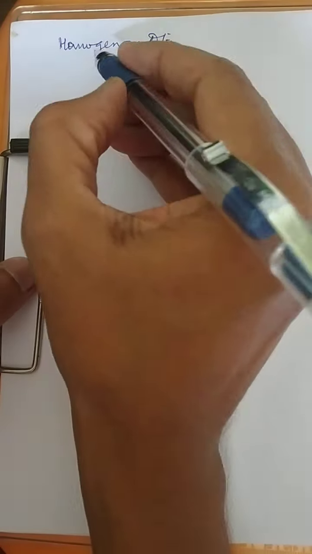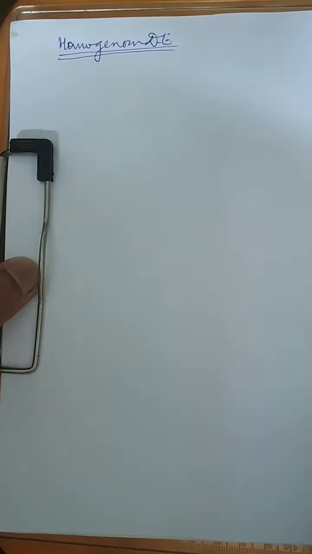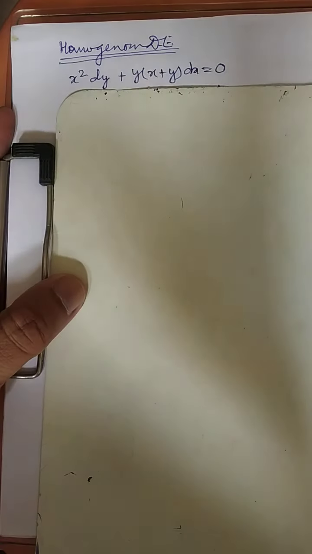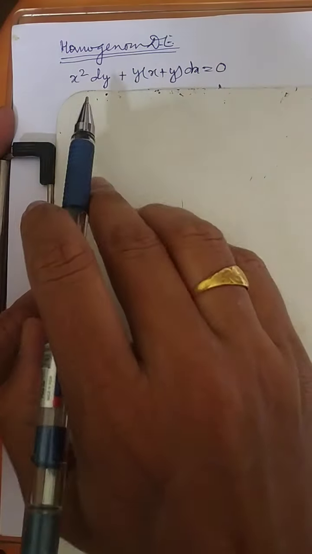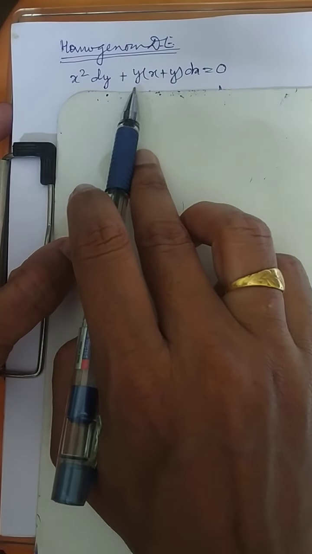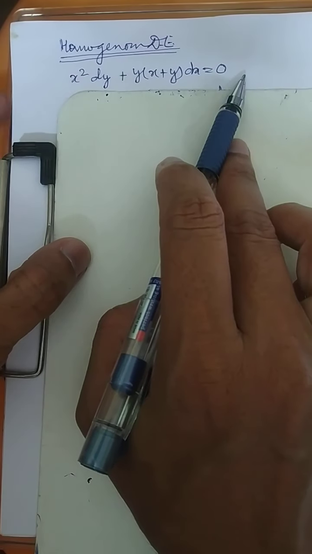Now we are going to discuss the second way of solving the problem, that is called homogeneous differential equation. Let me explain the meaning of homogeneous differential equation with one example and the procedure for that. So this is the question: x square dy plus y into x plus y dx will be equal to 0.